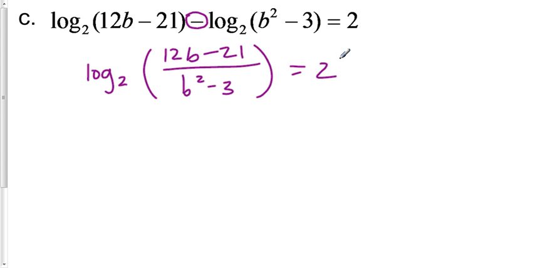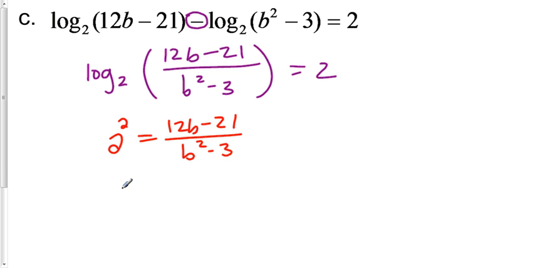Now again, there's no logs on the right side here, so I'm going to change this now into exponential form. It's base 2 to the second power equals this whole thing in parentheses. So 2 squared equals 12b minus 21 over b squared minus 3. Now 2 squared is just 4. So let me rewrite the equation. And I'm looking for b.